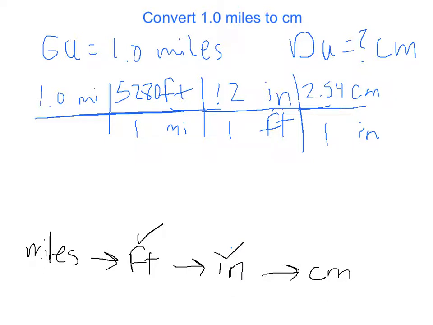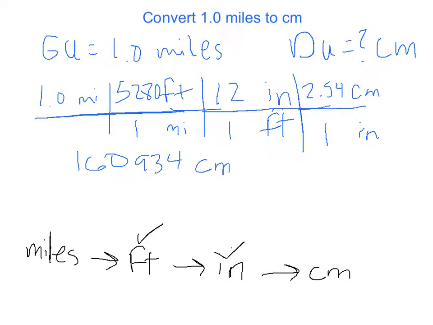Okay, that is something that you just absolutely need to know off the top of your head. 1 inch has 2.54 centimeters. If you don't know that already, that's okay, but now you know. So when I multiply all this out, I get an answer that's 160,934 centimeters. I know that that's not acceptable.